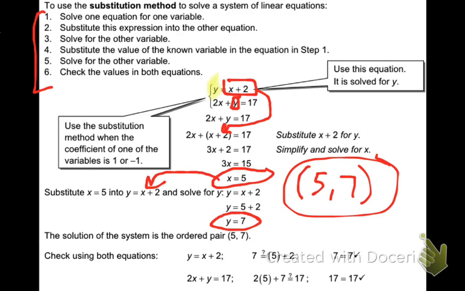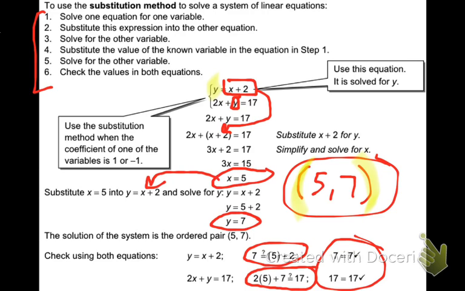For example, on the quiz, if you do not have these parentheses right here, that's a point off already. You've got to make sure you put those parentheses. It is an ordered pair. And then as always, you can check to make sure you're doing these right by plugging them back in and making sure it works. For example, 7 equals 5 plus 2, and 2 times 5 plus 7 equals 17. It checks out for both of them. It will always be something that checks out for both.